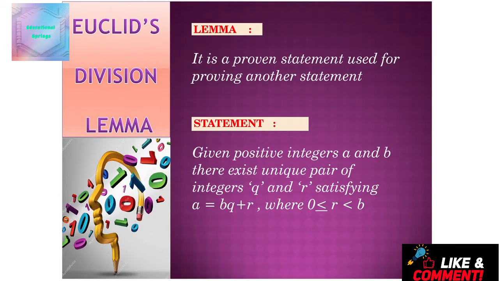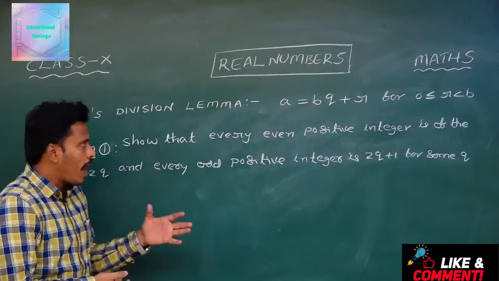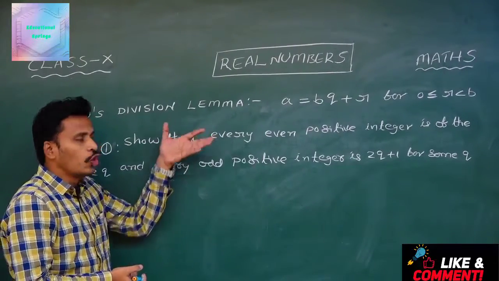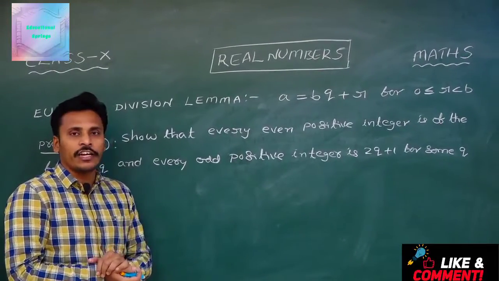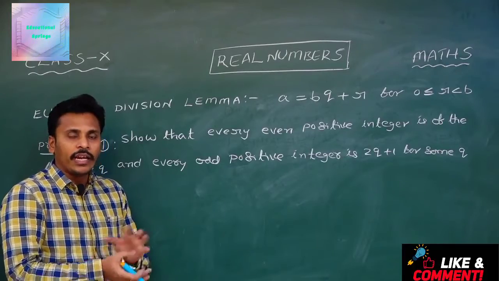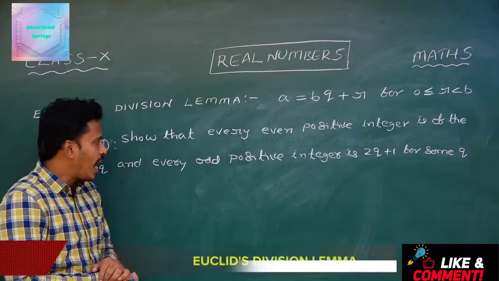Look at the screen. It states Euclid's division lemma. Given positive integers a and b, there exists a unique pair of integers q and r satisfying a = bq + r, where 0 ≤ r < b. Look at the problem on the board. Now I am going to prove this problem using Euclid's division lemma. As I mentioned, there are several applications of Euclid's division lemma in finding different properties of numbers, and this is one such property.